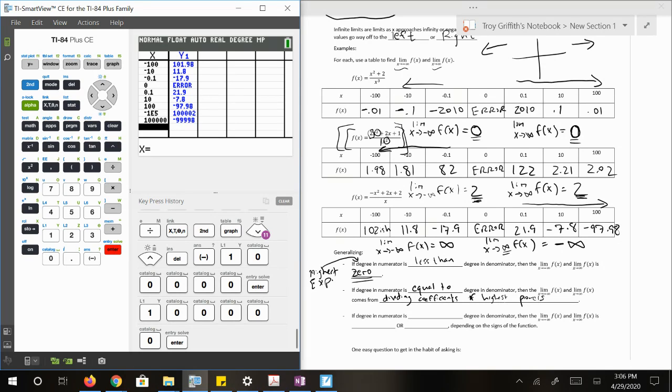Okay. All right, last scenario here is if the degree in the numerator is greater than the degree in the denominator, then the limit as x approaches infinity and the limit as x approaches negative infinity is either going to be positive infinity or negative infinity, depending on the signs of the function. Okay, and I'm going to leave that as it is right now. We'll get to an example on the back that we'll see in just a moment.